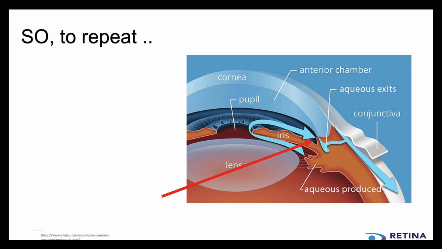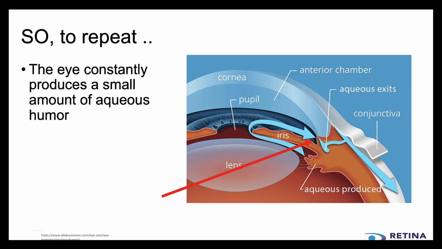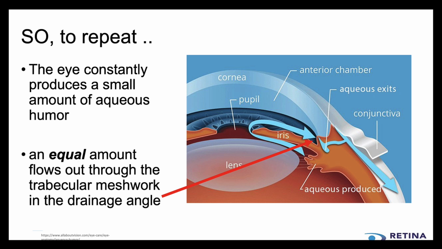So to repeat once again, in summary, the eye constantly produces very small amounts of aqueous humor, this watery substance, and an equal amount flows out all the time through what is known as the trabecular meshwork in the drainage angle. This is a very well designed and very efficient system to keep the aqueous humor fresh. That is, new fluid is supplied as the old is drained away.